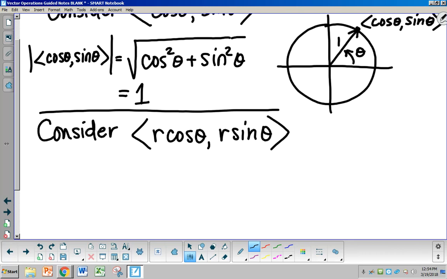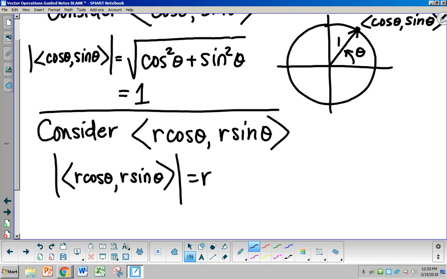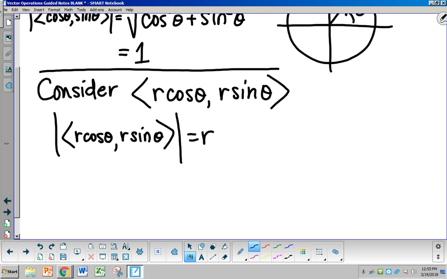So it's almost as if it's the magnitude of your vector times the cosine, times the sine. So if I had a vector in standard position, does everybody agree the magnitude would be the length of that vector, which would be? Everybody agree? Would be the radius, wouldn't it?